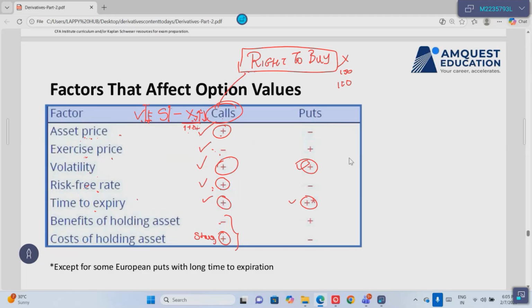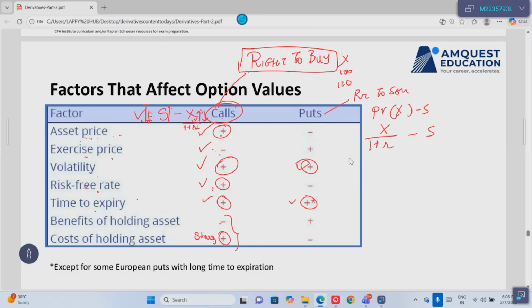Put is what? The right to sell. And the right to sell also has a formula: PV minus S. So basically X upon 1 plus R minus S. That's the value. So let's come back.